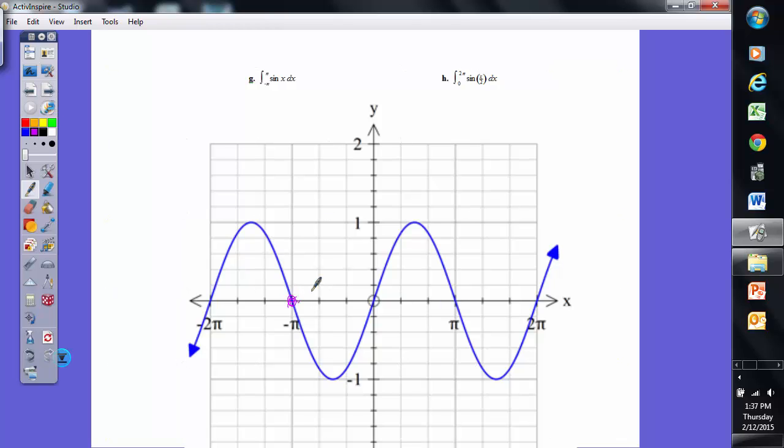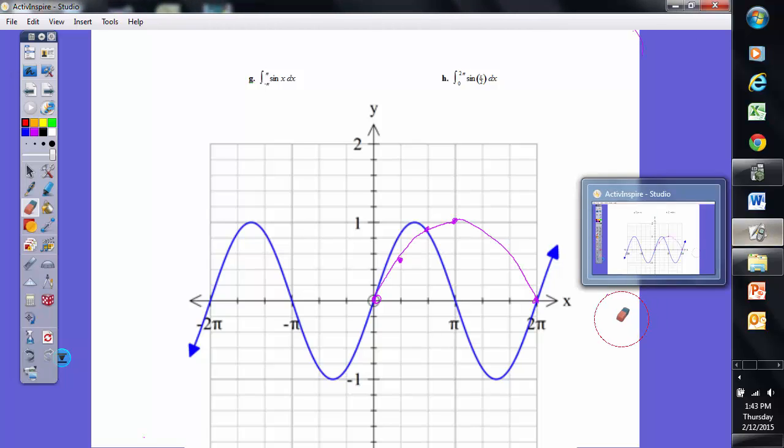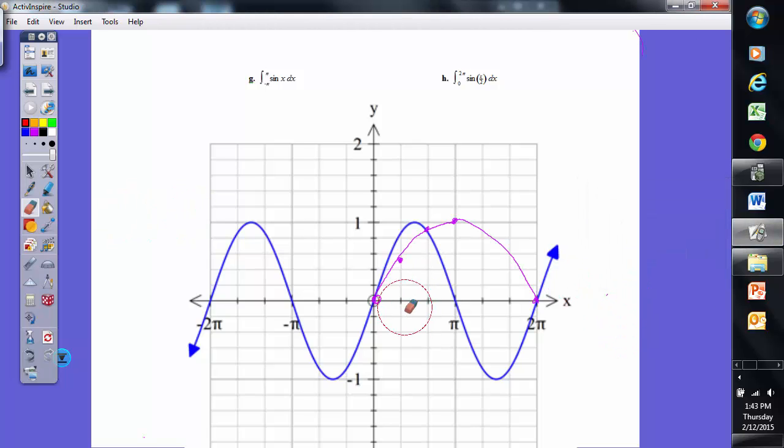From negative pi to pi is simply 0 again, because these two cancel each other out. Sine of x over 2, well, you have to know what that graph looks like. And in order to know what that graph looks like, you have to know some of your trig functions, which hopefully you remember. This is double what from 0 to pi is. It just gets extended to 0 to 2 pi. So the answer is actually 4. And remind me, we'll talk about that in class.